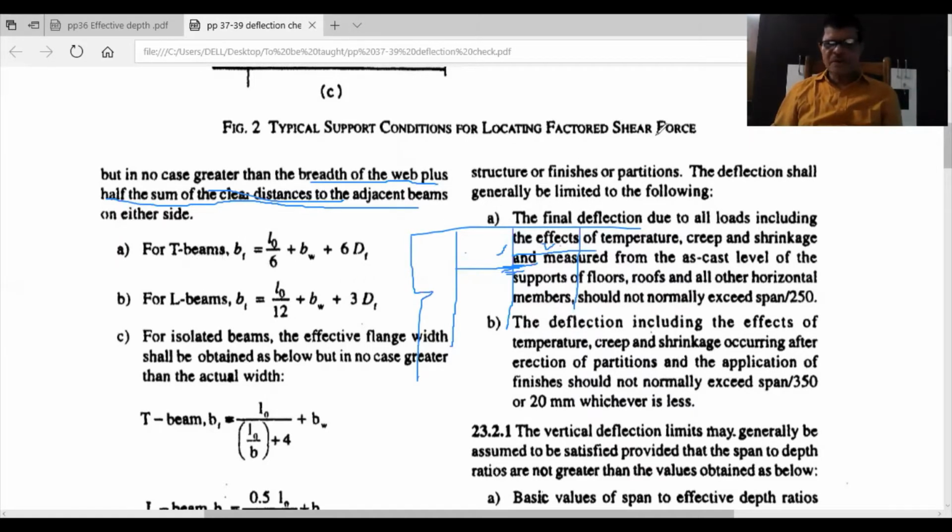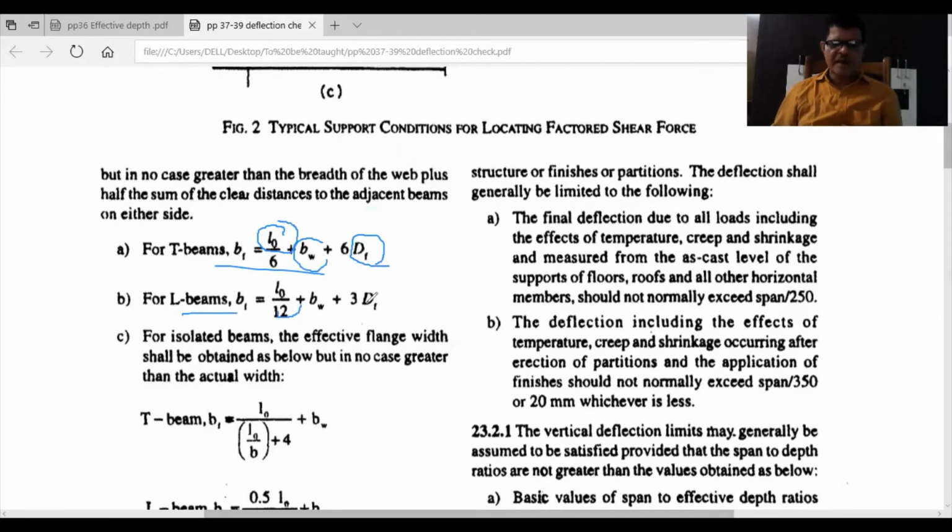So the formula is given for T-beams. What is given? BF is equal to L0 by 6 plus BW plus 6 DF. DF is the thickness of the flange, as you know, which is equal to the thickness of the slab. BW is the width of the web, and L0 is defined below, that is the distance between the points of zero moments. That means the center to center distance. And for L-beams the formula is the same, but the change is L0 by 12 and here it is 3 DF. So calculate for T-beams and L-beams the width of the flange.